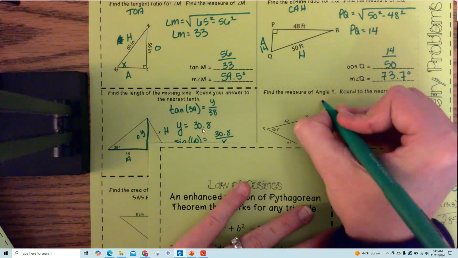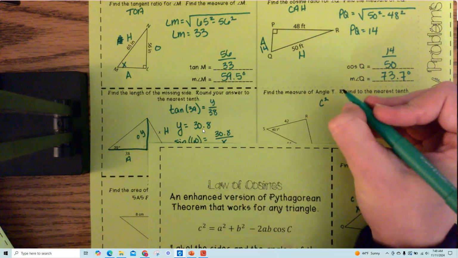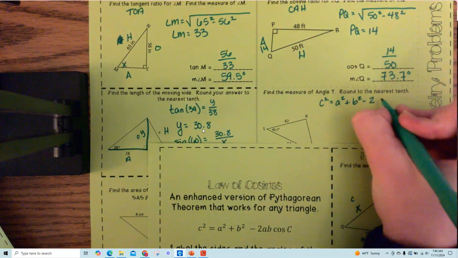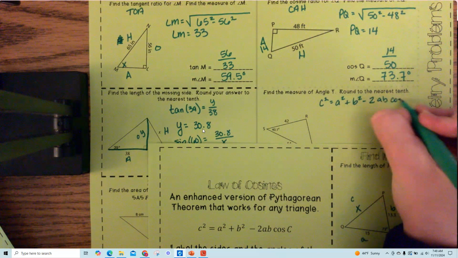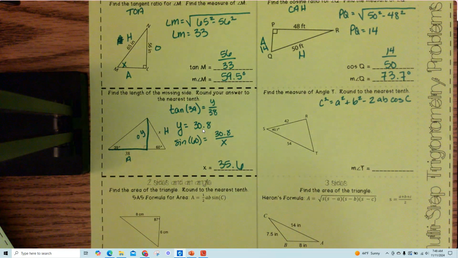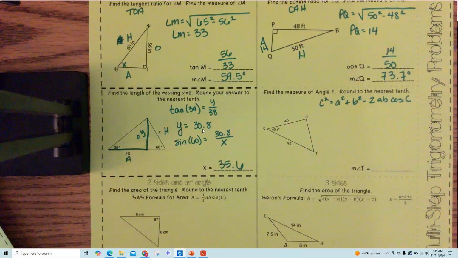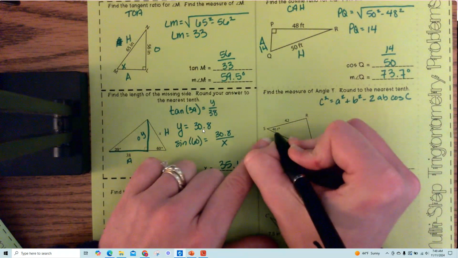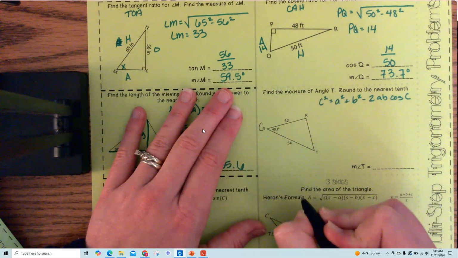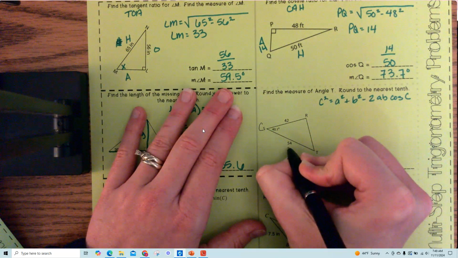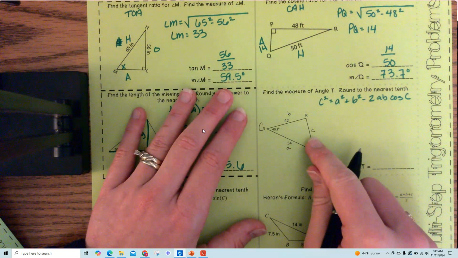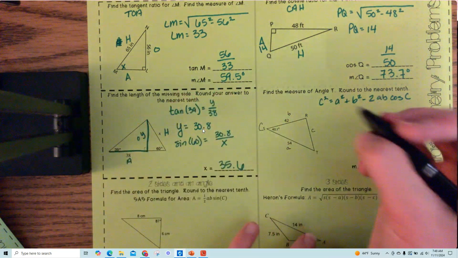Okay, so c squared equals a squared plus b squared minus 2ab cosine of c. When you have two sides and an angle measure, that's cosine, law of cosines. So that means this side has to be my c. It doesn't matter which one's a and b. And this is the side c. That's what we're looking for.